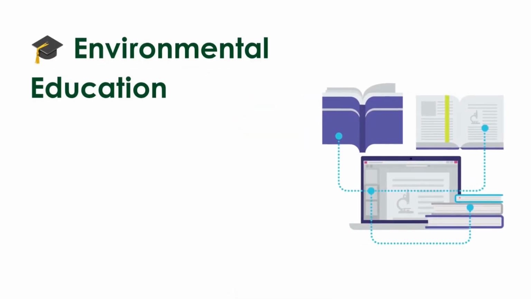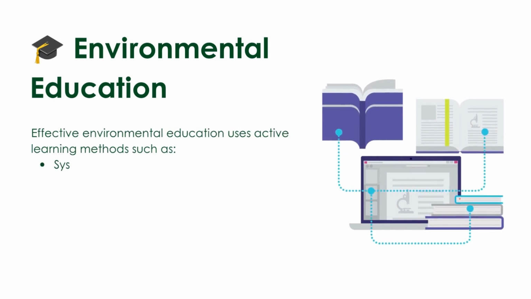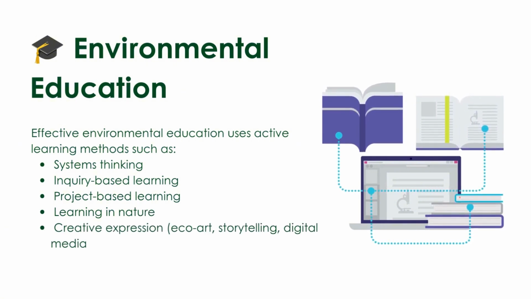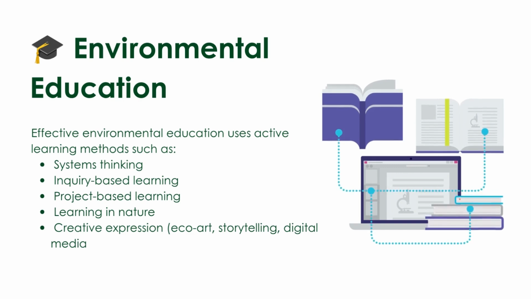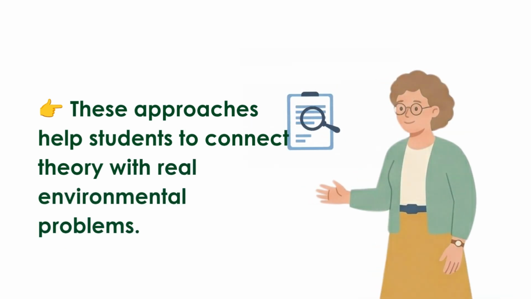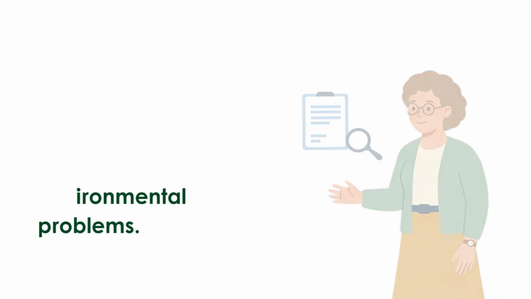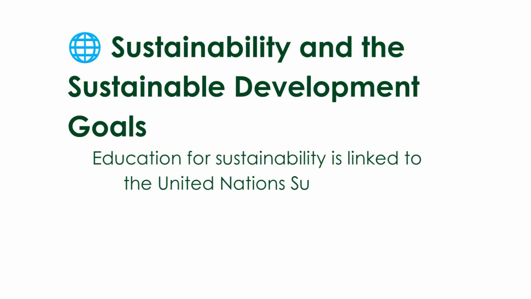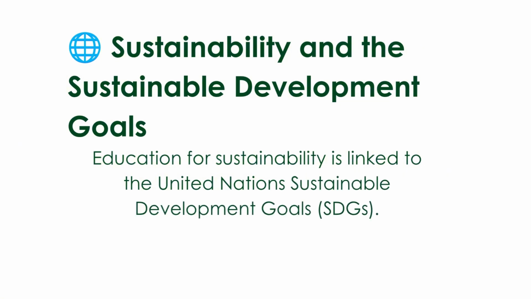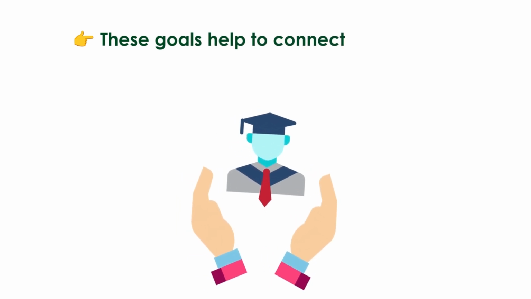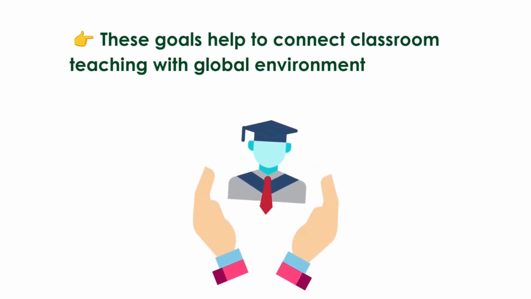Effective environmental education utilizes active methods, systemic thinking, inquiry-based and project-based learning, experiences in nature, as well as creative expression through eco-art and digital media. These approaches help students connect theory with real-world environmental problems. Sustainability education is directly linked to the United Nations Sustainable Development Goals, the SDGs. SDGs 4, 12, 13, 14, and 15, in particular, help to connect classroom instruction with these global environmental issues.